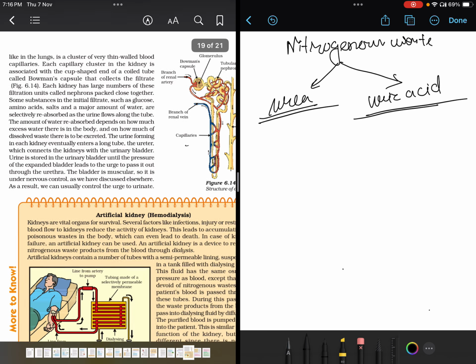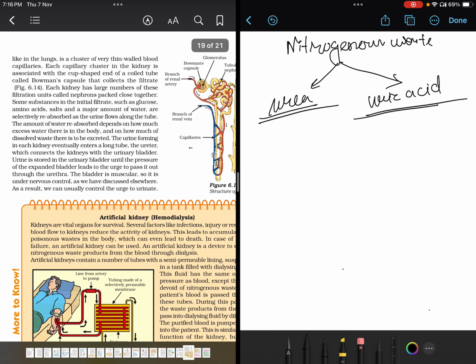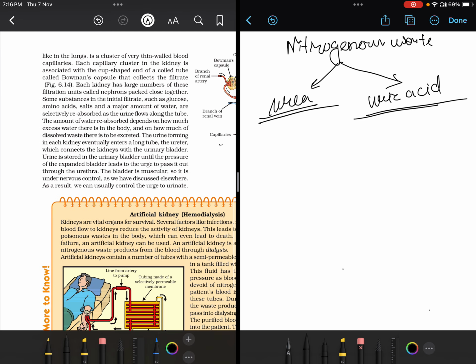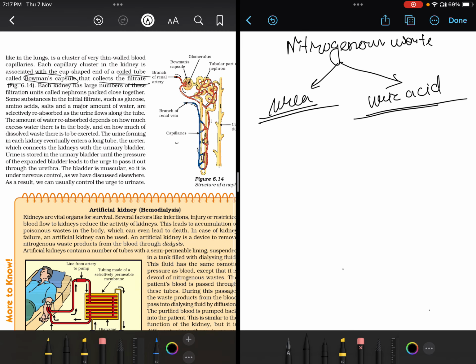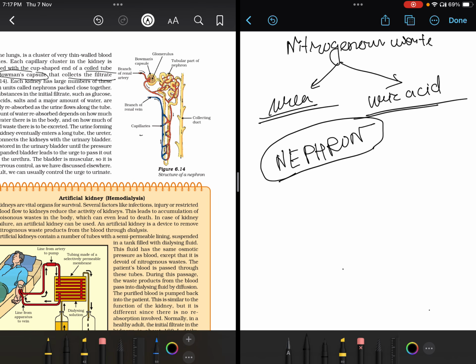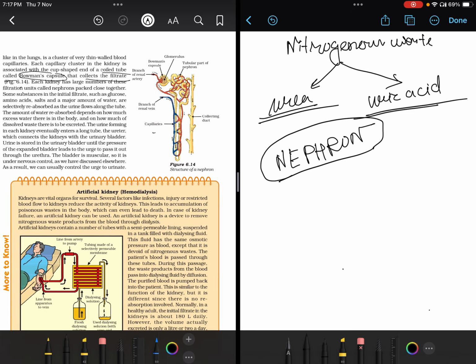Like the lungs, a cluster of very thin-walled blood capillaries. This capillary cluster in the kidneys is associated with the cup-shaped end of a coiled tube called Bowman's capsule that collects the filtrate. This unit is the nephron, and this is the structure of the nephron. You have to remember nephron, okay?